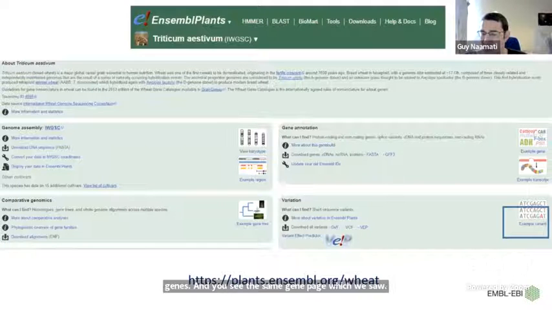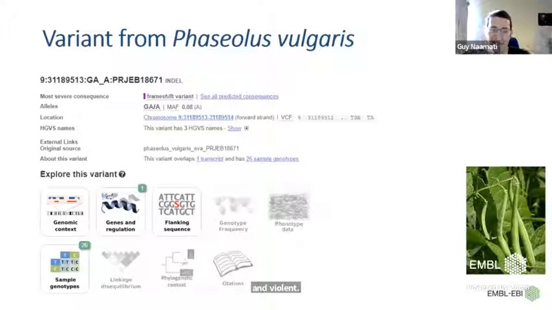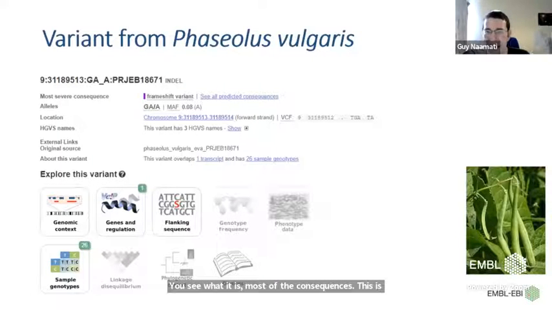And finally, let me just talk to you a bit about variants. Here we're actually jumping to the world of common bean, Phaseolus vulgaris. And here you have a lot of information about this specific variant. You see what its most severe consequences are. This is the Variant Effect Predictor. This is a frameshift variant. There are alleles, and where it's located.